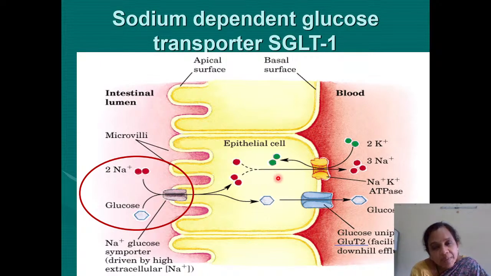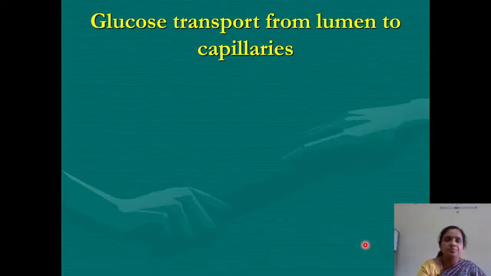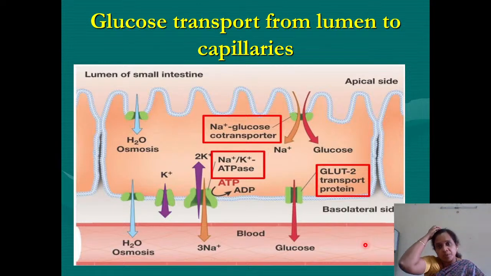Now the glucose that is present in the epithelial cell will go into the portal circulation in the presence of a transporter called the GLUT2 transporter. So this is the glucose transport from the lumen to the capillaries. Sodium and glucose enter the cell. Then the sodium has to be expelled in order to maintain the electrical neutrality of the cell. So 3 sodiums will go out and 2 potassium will enter the cell. This will maintain the electrochemical gradient of the cell.